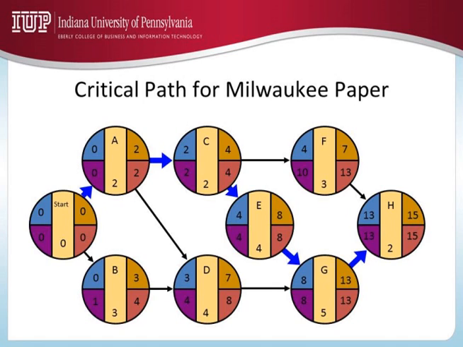Let me repeat. If you are a formula person, the latest finish time of an activity is equal to the minimum value of the latest start time of this activity's immediate successors. So you have 4 and 10. The minimum number is 4. 4 minus 2 is the latest start time for C.